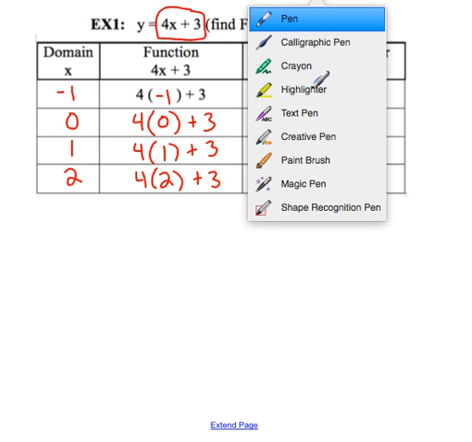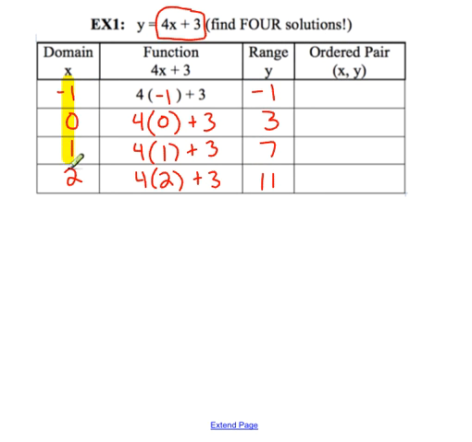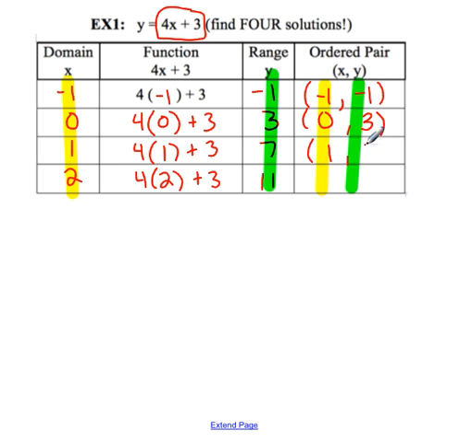Now I can make my ordered pairs. I need to take my x values and write them first. I need to take my y values and write them second. When you write an ordered pair, you need parentheses around it. So I put (-1, -1), (0, 3), (1, 7), (2, 11). If I were to plot these 4 points on a graph, they would form a straight line.